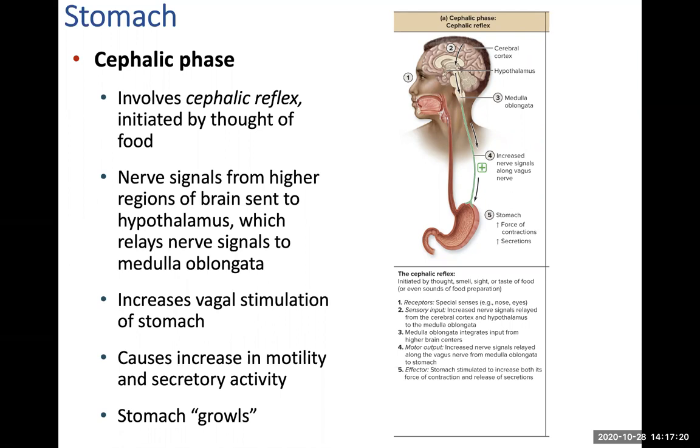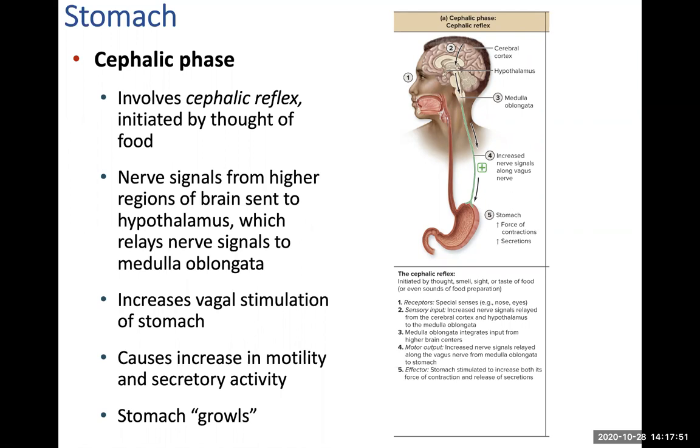So the parasympathetic nervous system stimulates those enteroendocrine cells in the stomach to secrete gastrin, stimulates the parietal cells to start making hydrochloric acid, stimulates the chief cells to start secreting pepsinogen, and it kind of preps the stomach. It's the anticipatory phase for food. So it preps the stomach to receive food. When you're hungry and your stomach is growling, that's because the cephalic phase has been initiated.